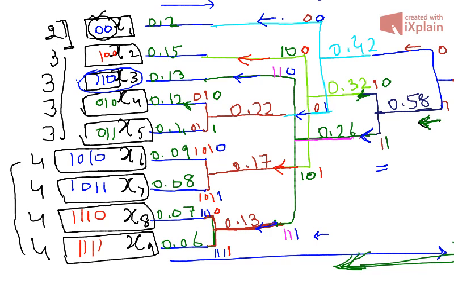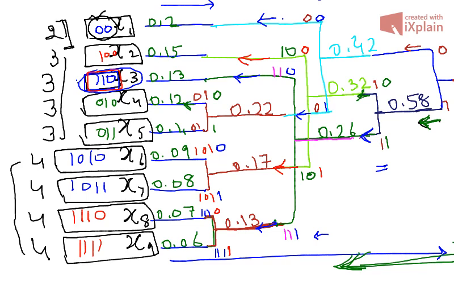So the three continuous bits, you will never find this code word as a prefix of any other code. That is why Huffman coding is known as a prefix free code. It is a prefix free code word.